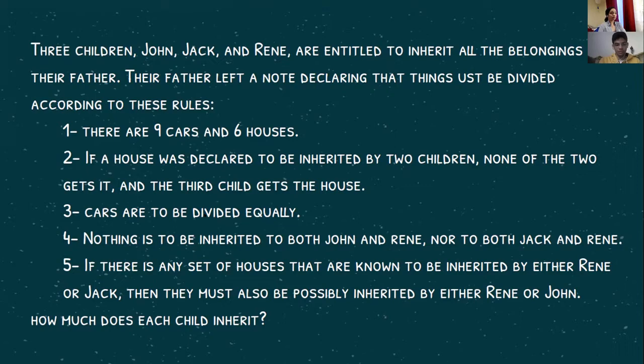The third condition: cars will be divided equally among the three. Fourth, there's nothing to be inherited by both John and Renee or by both Jack and Renee. So there's nothing between John and Renee or Jack and Renee. Fifth, if there's any set of houses that are known to be inherited by either Renee or Jack, then they must also be possibly inherited by either Renee or John. So if you look at a group of houses and you know that these houses are owned by either Renee or Jack, then you know that they are owned by either Renee or John also. And so the question is, how does each child inherit?